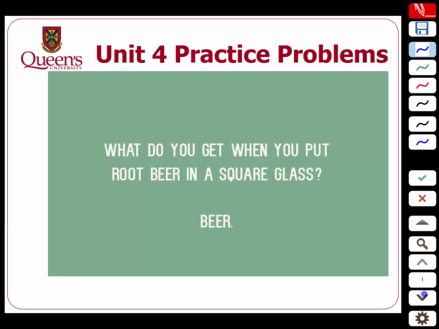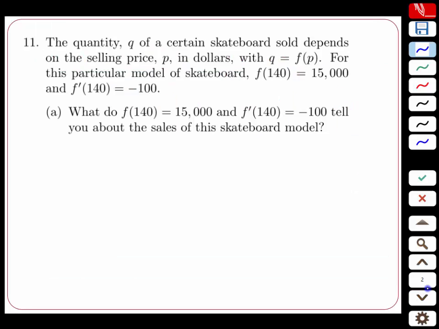This video will cover some of the Unit 4 practice problems. The first question we'll look at is number 11, where we have a certain skateboard that's being produced, where Q represents the quantity sold, given the price P. So if we change the price, then we change the quantity sold.